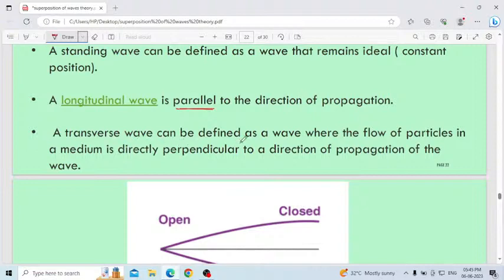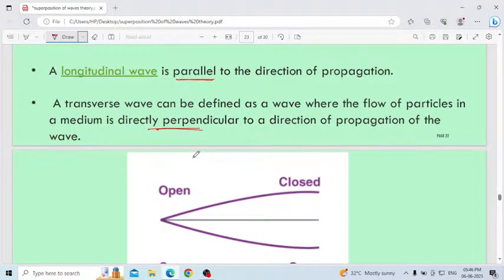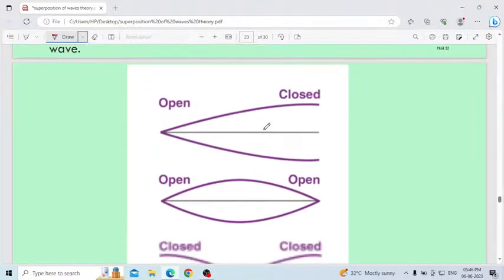A transverse wave can be defined as a wave where the flow of particles in a medium is directly perpendicular to the direction of propagation of the wave. Always remember: in a longitudinal wave, the vibration of the particles is parallel to the propagation of the wave, but in a transverse wave, the vibration of the particles is perpendicular to the direction of propagation of the wave.